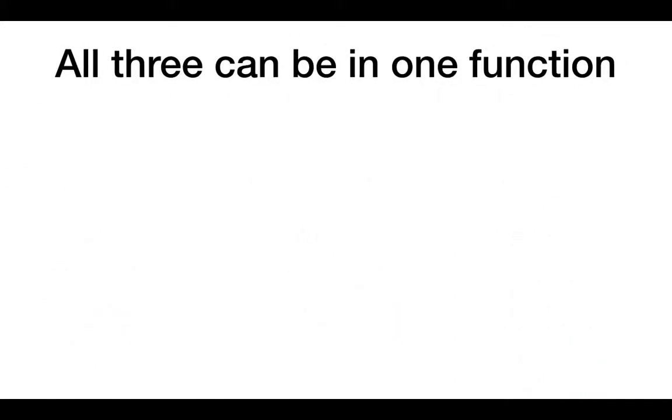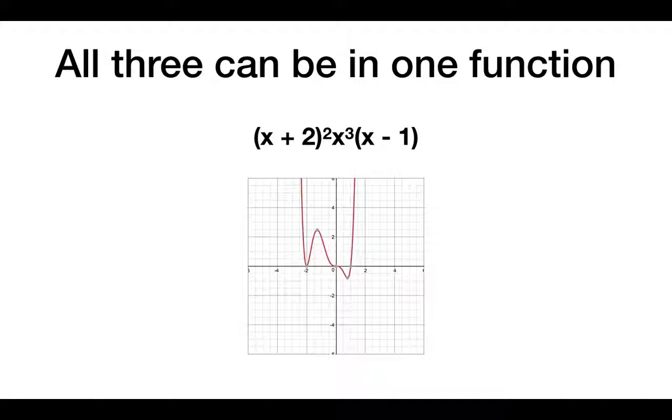Fun fact, all three can be in one function, like this one right here. If you look, this is x plus 2, which means the zero is at -2, and since it's squared, it should be a bump, and sure enough, yes it is. Then x cubed, that means zero, and at 0 there's a wiggle, and sure enough, it looks like a wiggle to me. And finally, at x plus 1, it's a cross. You'll notice it's like it doesn't even care that it's crossing the x-axis there.